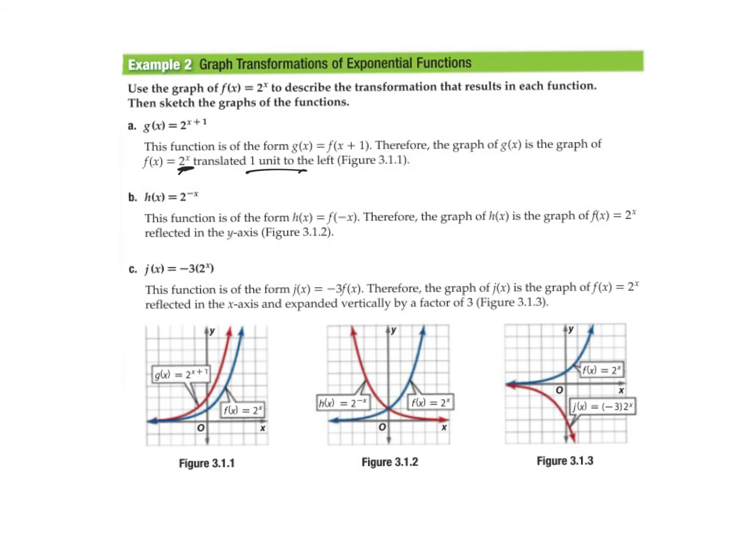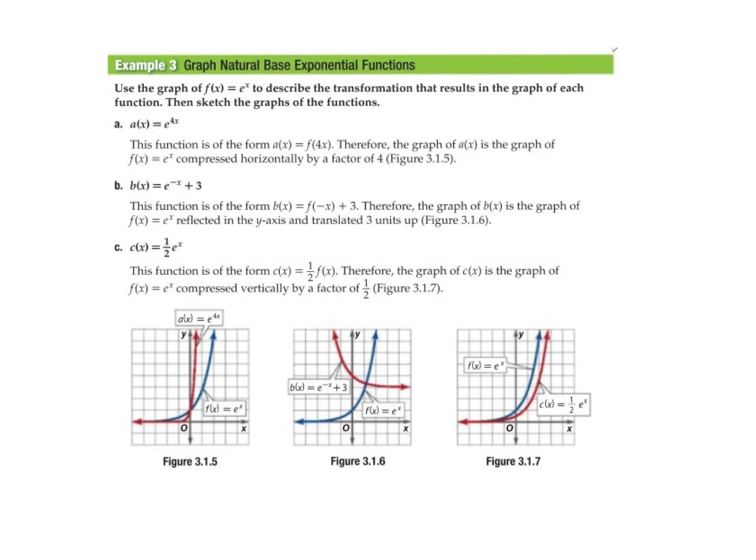Okay, so let's have a look at the first example. We've got e to the 4x. All this is, it's a function of 4x. Therefore, the graph is the graph compressed horizontally by a factor of 4. In other words, it's getting very, very close to your y-axis.